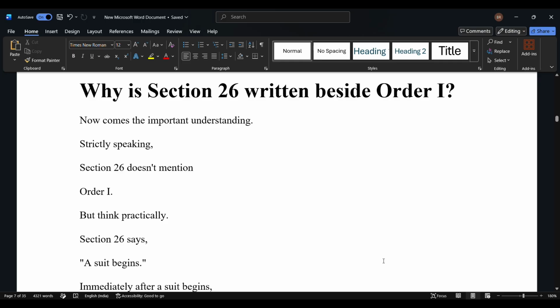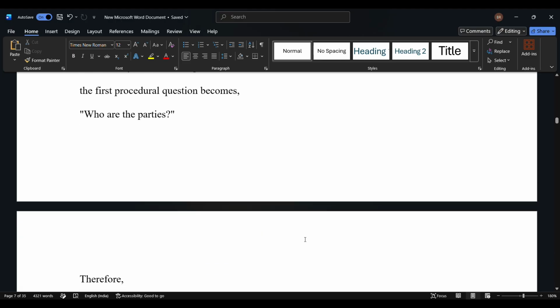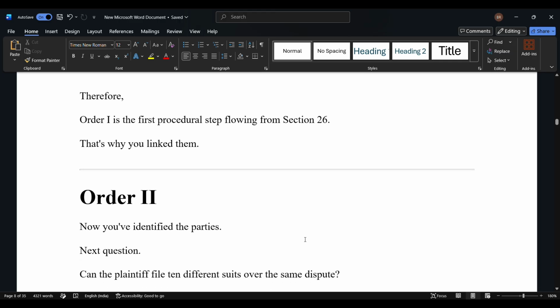Why is section 26 written beside order I? Now comes the important understanding. Strictly speaking, section 26 doesn't mention order I. But think practically. Section 26 says, a suit begins. Immediately after a suit begins, the first procedural question becomes, who are the parties? Therefore, order I is the first procedural step flowing from section 26. That's why you link them.